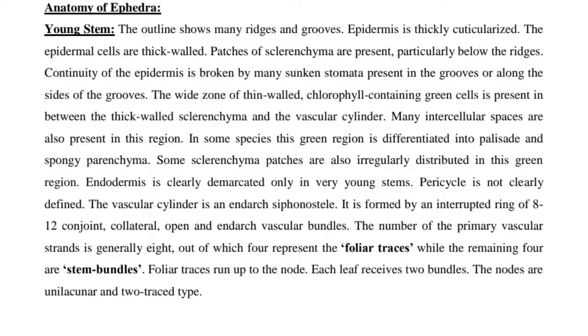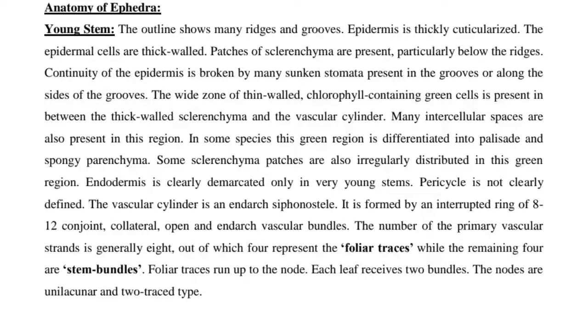The wide zone of thin-walled, chlorophyll containing green cells is present in between the thick-walled sclerenchyma and the vascular cylinder. Many intercellular spaces are also present in this region. In some species this green region is differentiated into palisade and spongy parenchyma. Some sclerenchyma patches are also irregularly distributed in this green region. Endodermis is clearly demarcated only in very young stems.